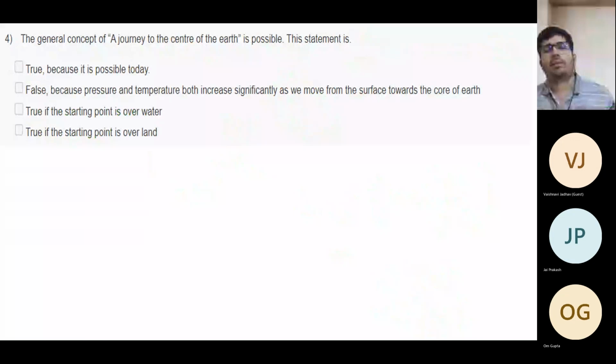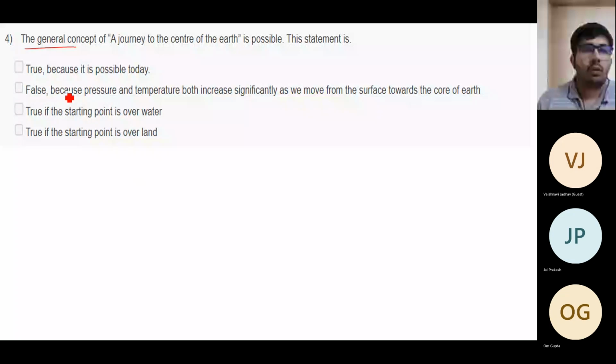Question number 4. The general concept of a journey to the center of Earth is possible. This statement is. So I think you have all seen the movie also. There is a very good movie, Journey to the Center of the Earth. So is this concept possible? What is the answer? Maybe one option is true, maybe more than one option is true. So go through all options, take 2 minutes to answer.